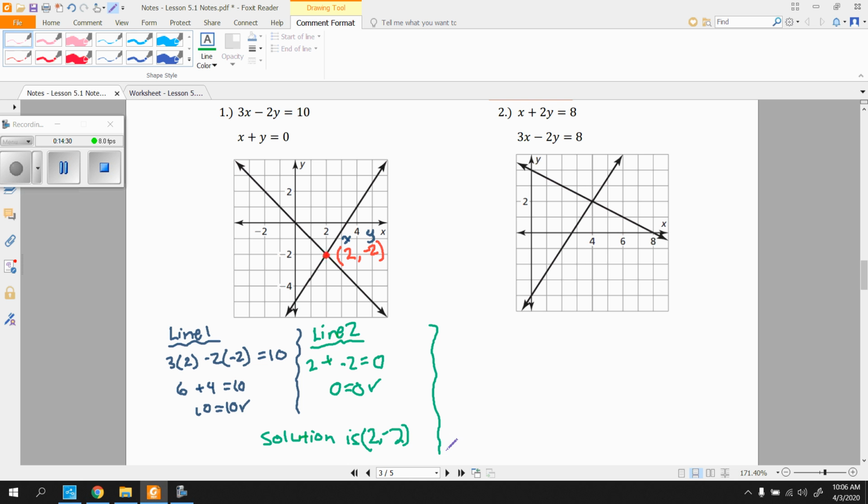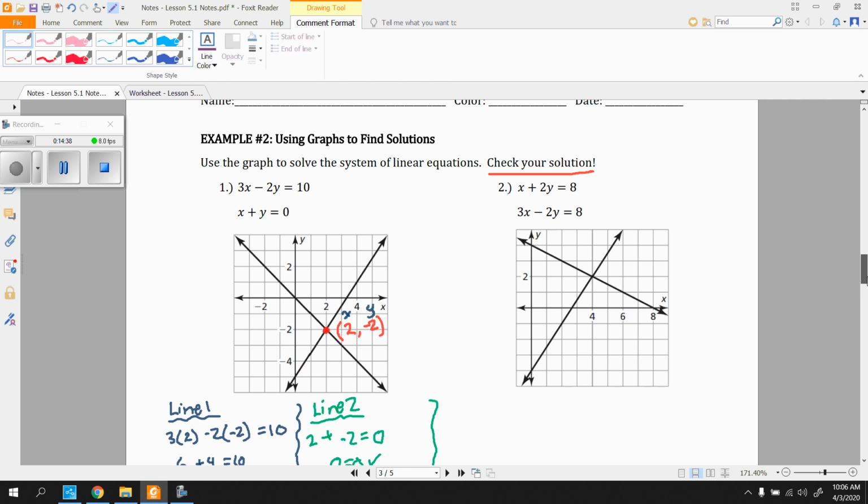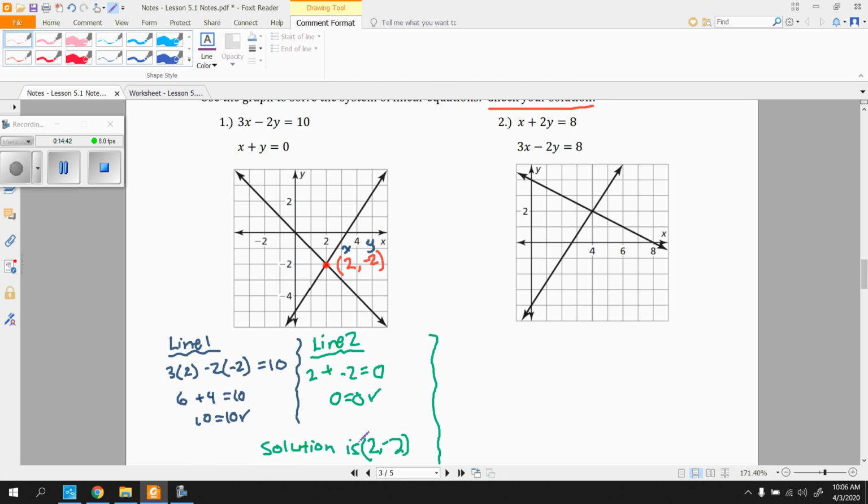All right, one more here, just stay with me, just to run through it one last time. Again, for the directions, we're basically checking, use the graph to solve it. We solved this system, believe it or not, just by looking at it and checking it. So we're going to solve this system: x plus 2y equals 8, 3x minus 2y equals 8.